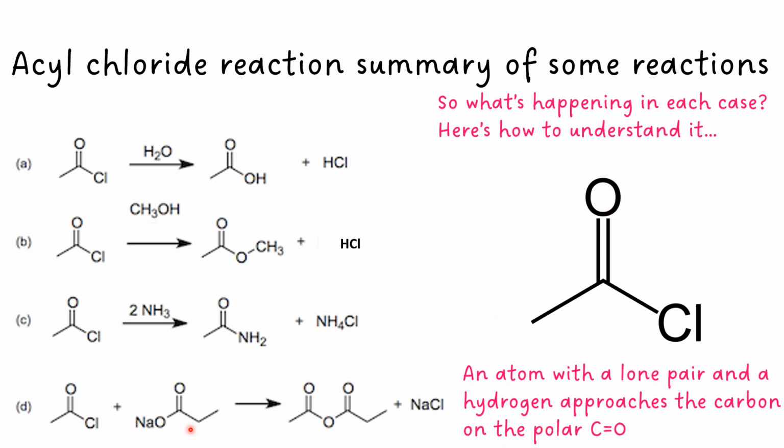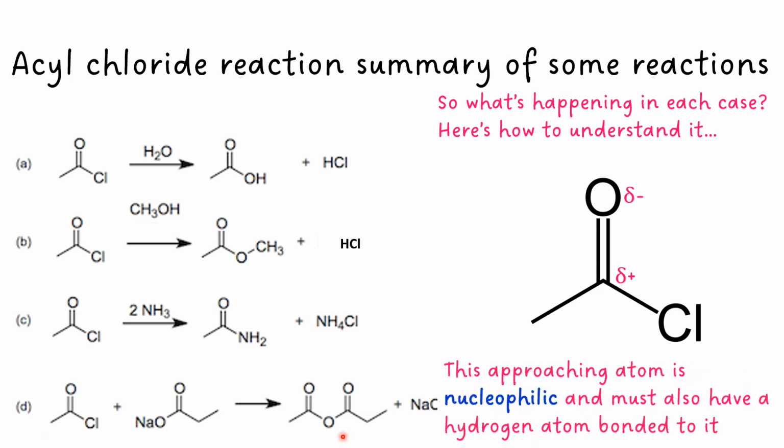So an atom with a lone pair and a hydrogen will approach the carbon on the polar C=O double bond. The atom with the lone pair will obviously have a delta minus on it, or it may even be negatively charged altogether. So negatively charged or partially negatively charged atoms will tend to be attracted to this carbon. That will enable them, if they have a lone pair, to donate that lone pair and form a dative covalent bond.